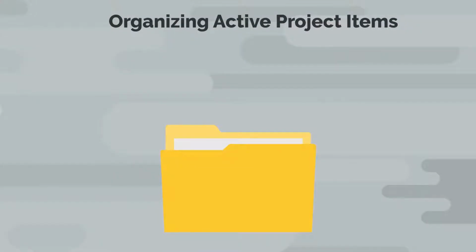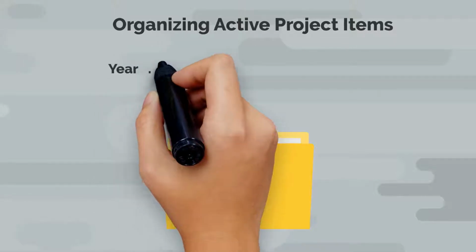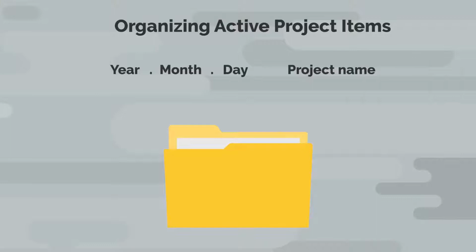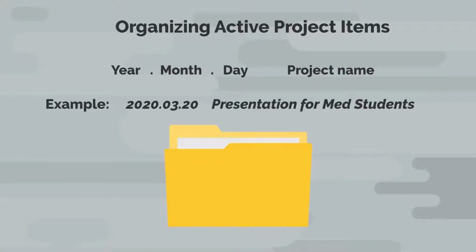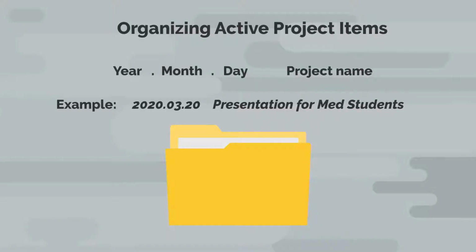Organizing active project items. This is similar to how I organize my physical workspace items. I use the following labeling system: year, period, month, period, day, followed by the project name. This allows me to sort these active projects by due date and prioritize projects that are due first instead of just by their project name.